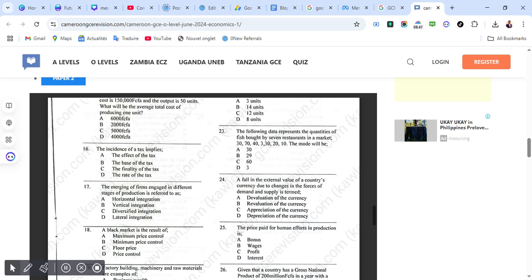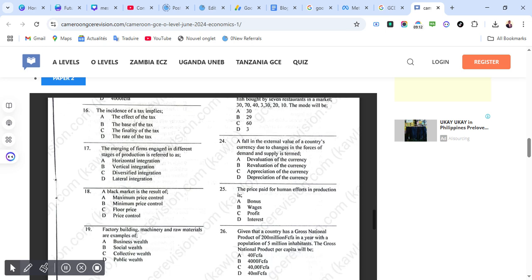Let's go to the next one, 23. The following data represents the quantities of fish bought by 7 restaurants in a market: 30, 70, 40, 3, 30, 20, 10. The mode will be... Okay, we're in 23. The correct answer is A, which is 30.